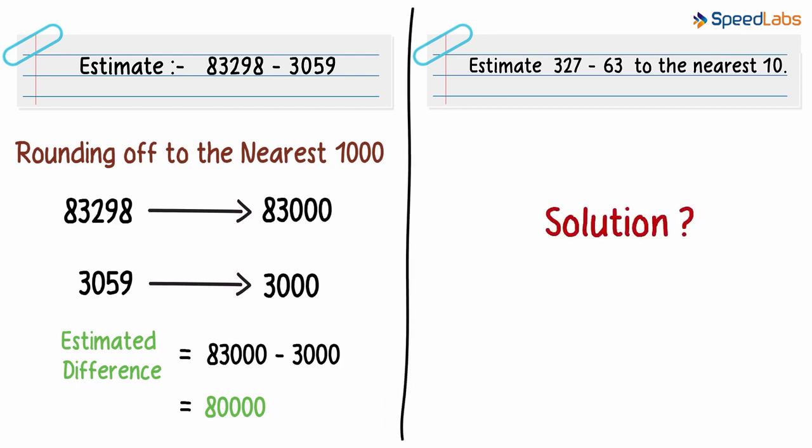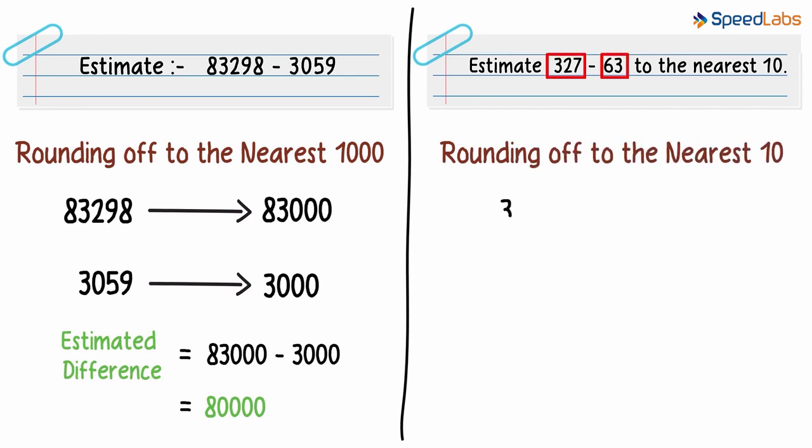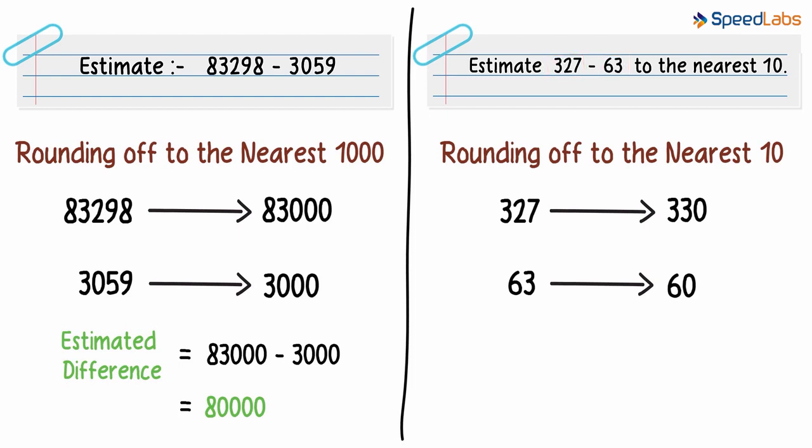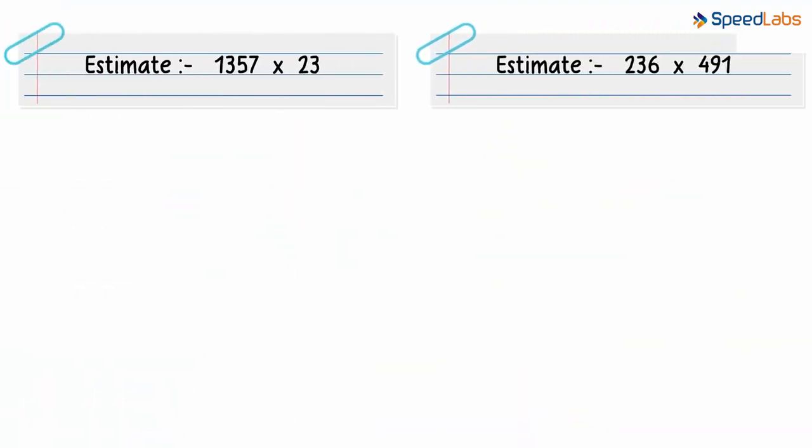Can you work out the solution? Estimating both the numbers to the nearest 10, we get 330 and 60. And we get the estimated difference as 270. Let us see if estimating the product is equally simple. Try and see if you can solve the following.